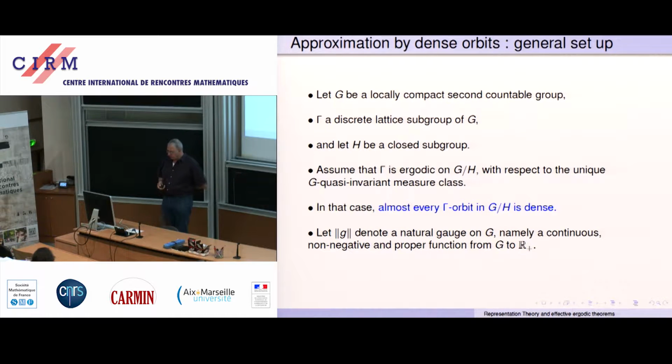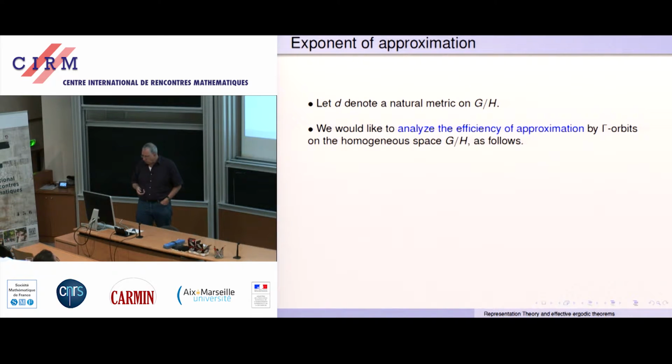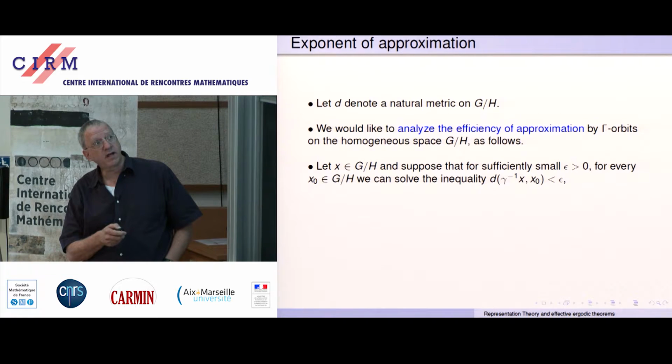And now, let norm G denote a natural gauge on G, namely a continuous non-negative and proper function from G to R plus. And let D denote some natural metric on G mod H. And we would like to analyze the efficiency of approximation by gamma orbits on the homogeneous space G mod H as follows. Let's fix a point x in G mod H and suppose that for sufficiently small epsilon and for every x naught in G mod H, we can solve the inequality that the distance between gamma inverse x and x naught is less than epsilon.